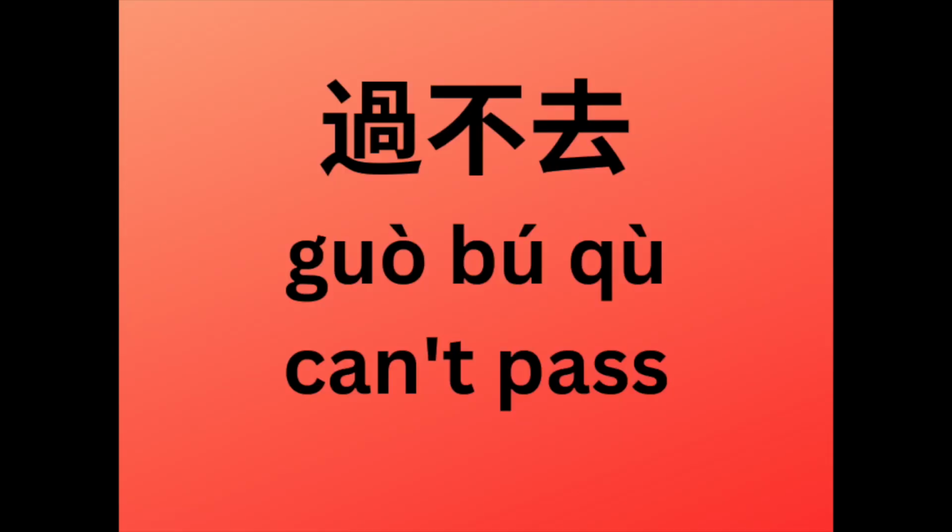Or you can use 过 even. 过不去. There's something blocking. Over, but cannot go. It means you want to go over, you want to pass, you want to cross something, but you cannot. There's something blocking you. 过不去. You're stuck there. 过不去. I'm stuck.